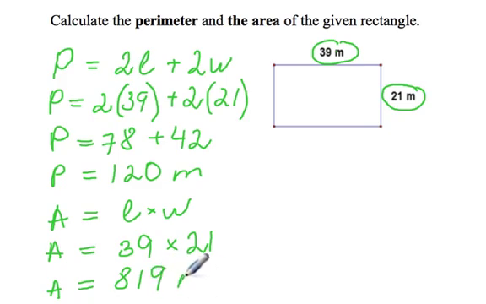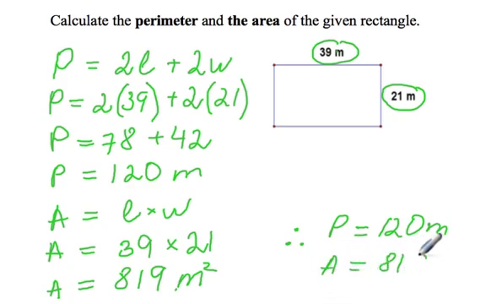819 meters. Careful here, because you're multiplying length times width, or meters times meters, you're getting meters squared. So area is always in square units. Therefore, the perimeter for this rectangle is 120 meters, and the area for this rectangle is 819 meters squared.